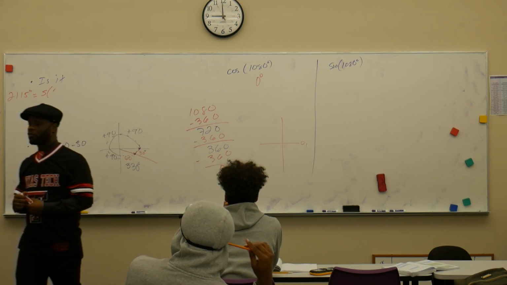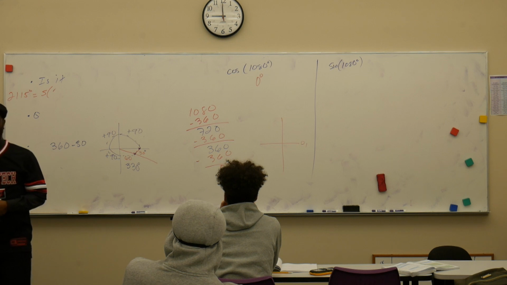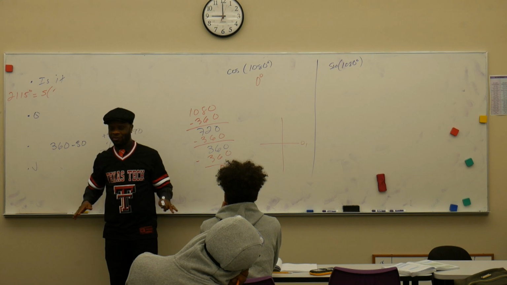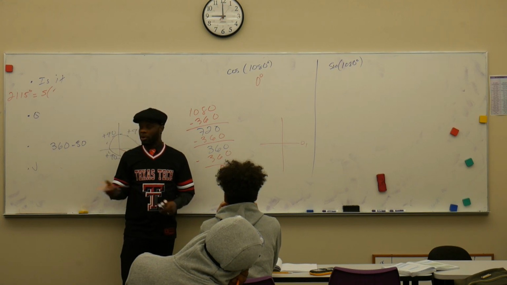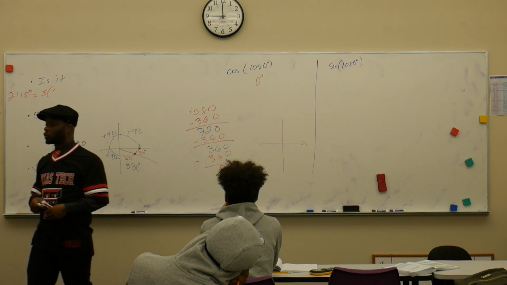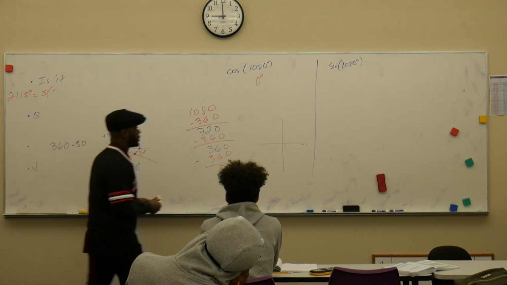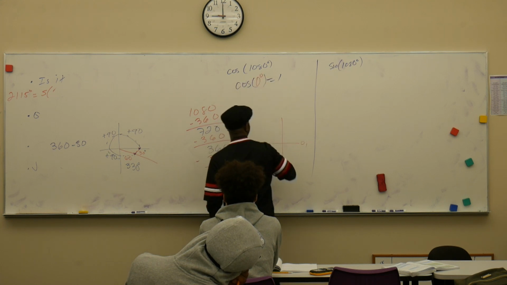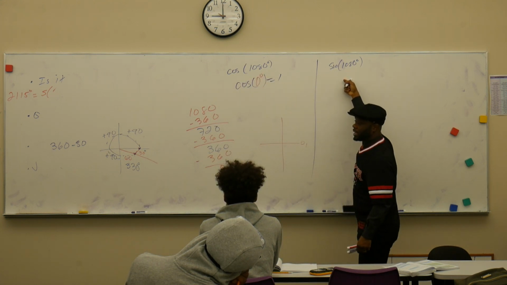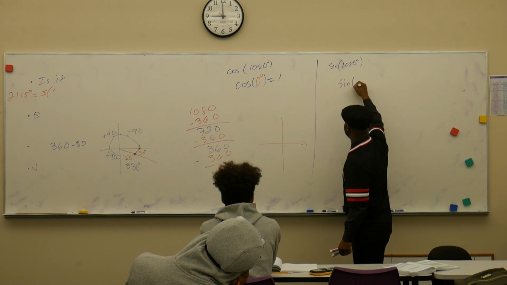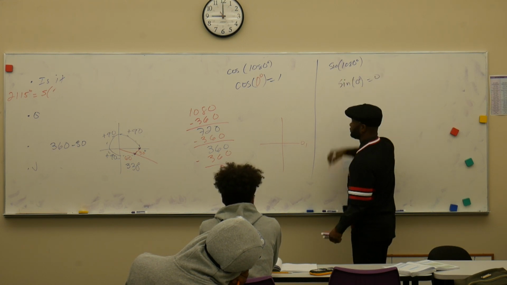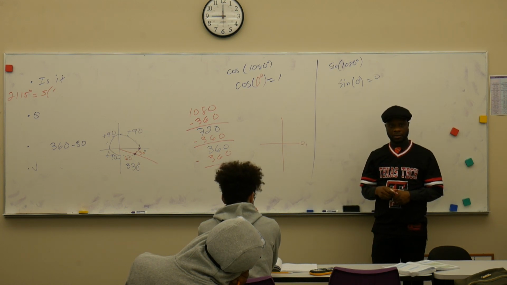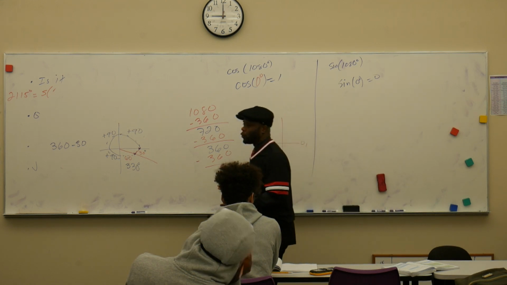Is 0 degrees in any quadrant? No quadrant. It's on the line, on the axis. It's the boundary. But we get values for those. What is the cosine of 0 degrees? 1. Because we had that. Sine is the same thing here. What is the sine at 0 degrees? 0. You see that? Because all we care about is the leftover.